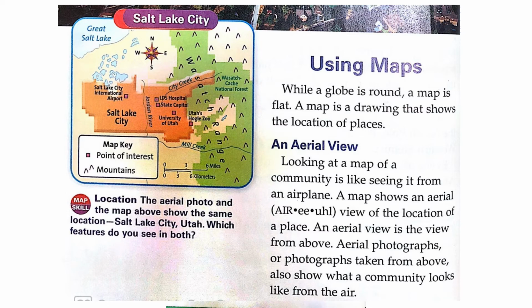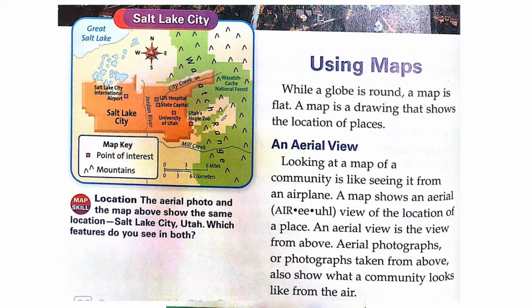Great. Using maps. While a globe is round, a map is flat. A map is a drawing that shows the location of places. An aerial view. Looking at a map of a community is like seeing it from an airplane, right? A map shows an aerial view of the location of a place.